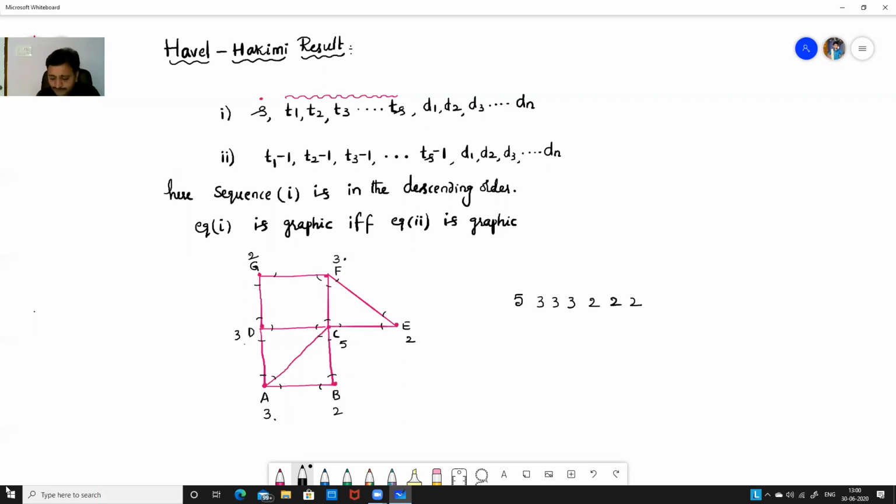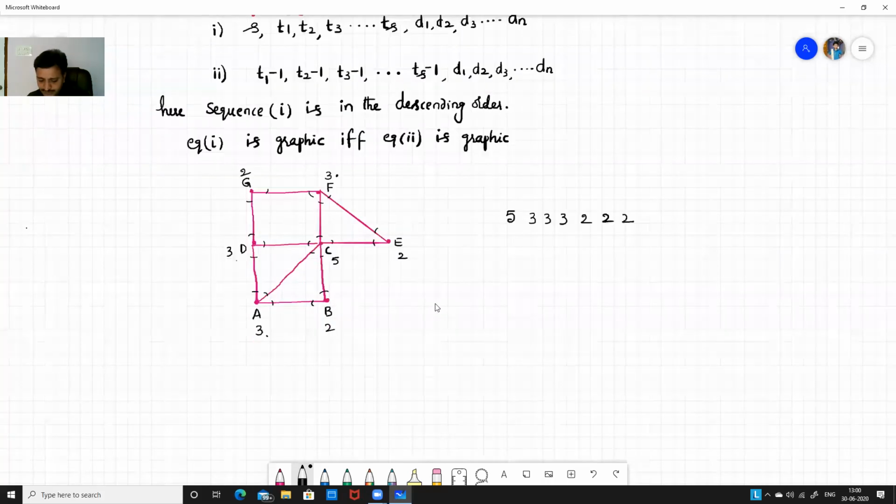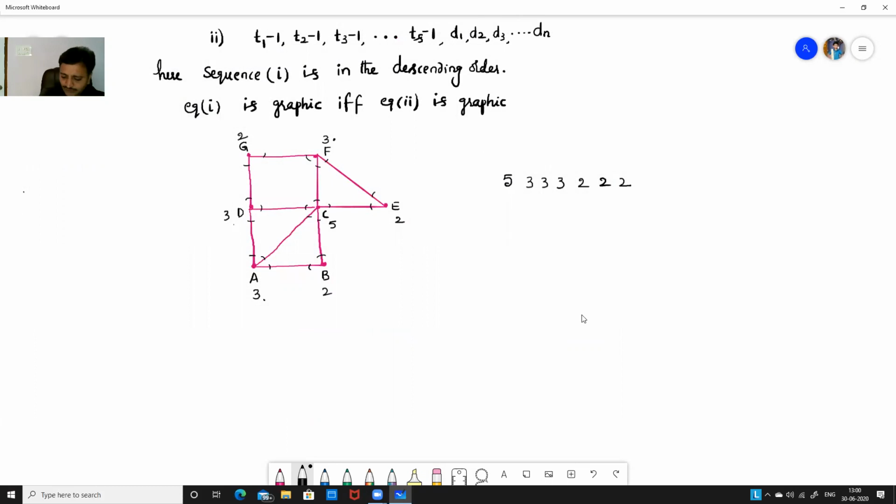First I will remove this vertex 5 along with all its edges. As a result of removing that vertex along with all its edges, what will we get now? This edge will be gone, this edge also will be removed, this edge also, this edge also, and this edge also. Then the modified diagram looks like this.